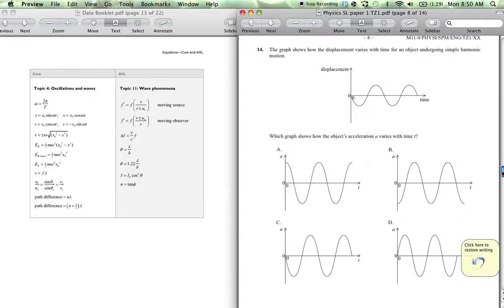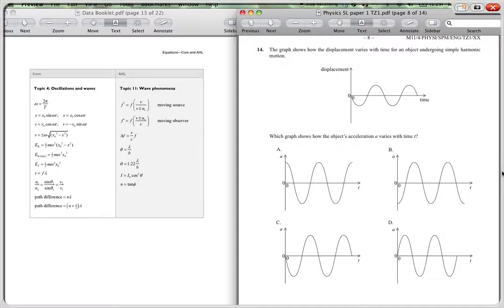Question 14. The graph shows how the displacement varies with time for an object undergoing simple harmonic motion. So it's displacement versus time. Which graph shows how the object's acceleration a varies with time? Now, we do have these formulas over here. This would be the formula relating it, except it would be x is equal to x0 sine omega t, with a negative sign there, because it's a negative sine graph.